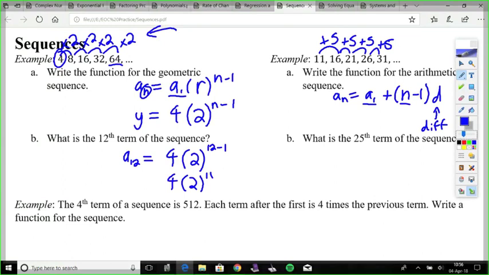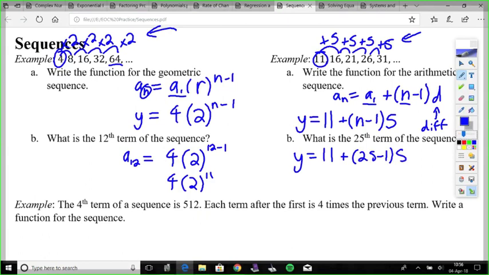So for this function, I'll write it as y equals again. A1, our first term, as you can see from the sequence, is 11, plus n minus 1, and then times d. D is the common difference, and as you can see, we're going up by 5 each time, so that would be 5 in this case. So there's your function. Now if you want to find the 25th term, all you have to do is plug in 25 for n. So 11 plus 25 minus 1 times 5. Again, you could simplify that a little bit. Y equals 11 plus, because 25 minus 1 is 24, you could just say 24 times 5. Either way, plug that in the calculator and get the number.